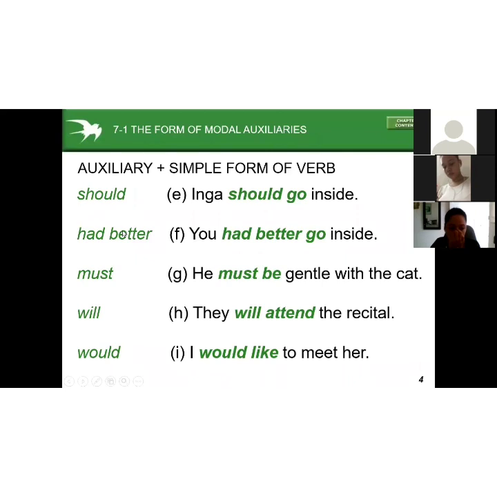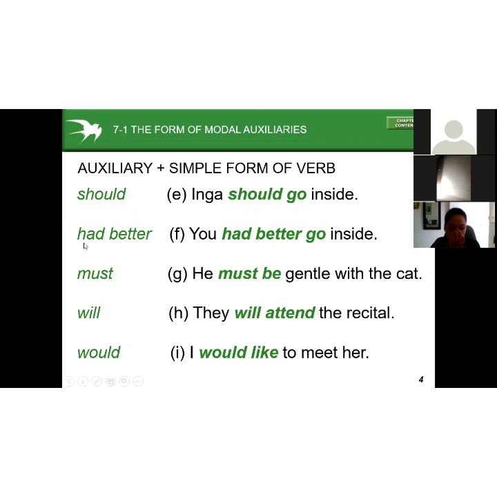However, this is not exactly a recommendation. Let me explain to you better. When we use should, when we want to give a recommendation to a person, the person we're giving the recommendation to has two options. The person can take my recommendation or cannot take my recommendation. It is not mandatory. It is not obligatory to take my recommendation because it's just a recommendation, right?